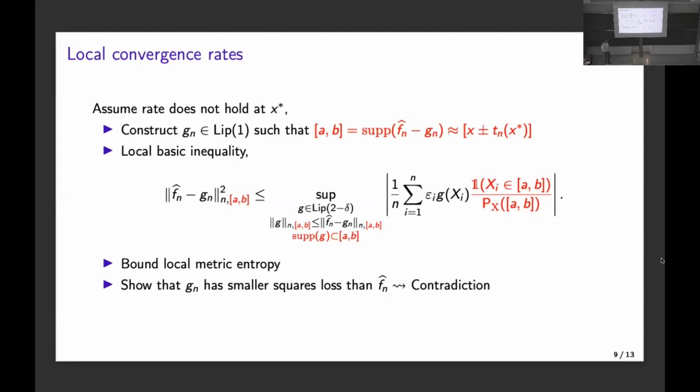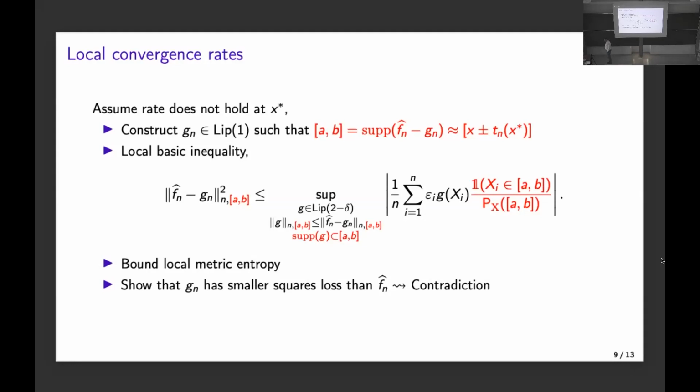This way, well, of course it's a sketch, so after some steps, one can conclude that our local perturbation actually has smaller sum of squares than the least square estimator, which is a contradiction, and therefore the local rate has to hold everywhere with high probability.